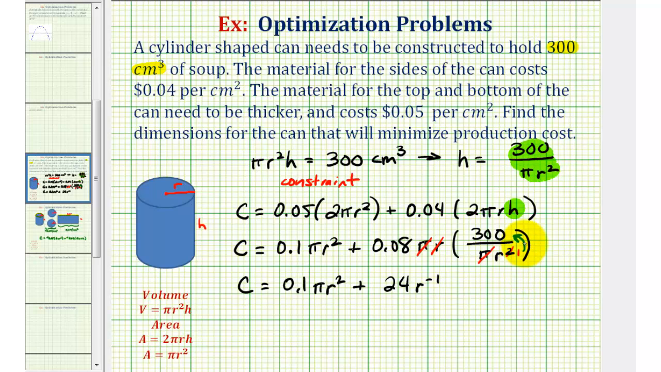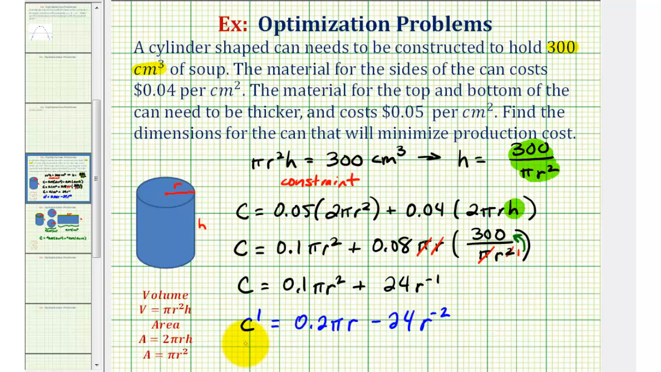So now that we have our cost function in terms of r, to minimize C, we'll find the critical numbers by determining where the first derivative is equal to 0 or undefined, and then from there we'll determine which value of r minimizes the cost. So C prime, which will be the derivative with respect to r, would be 0.2 pi times r to the first, or just r. And here we're going to multiply by negative 1, so we'll have minus 24 r to the power of negative 1 minus 1, or negative 2.